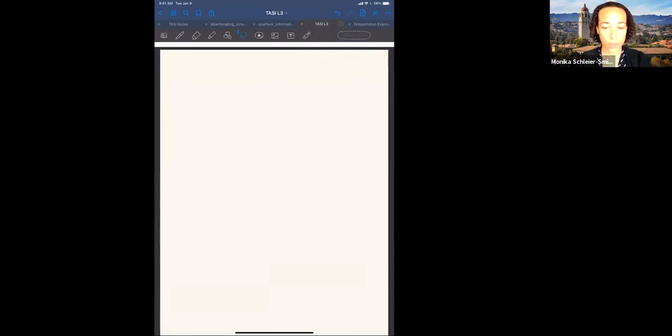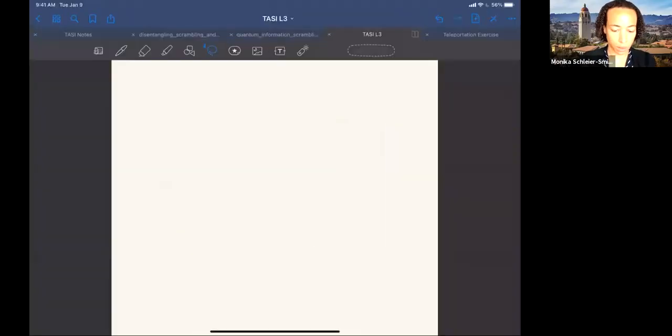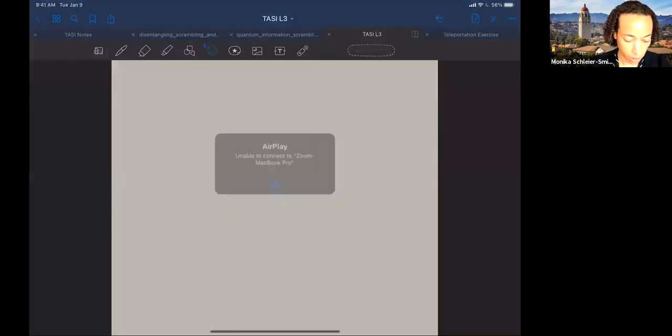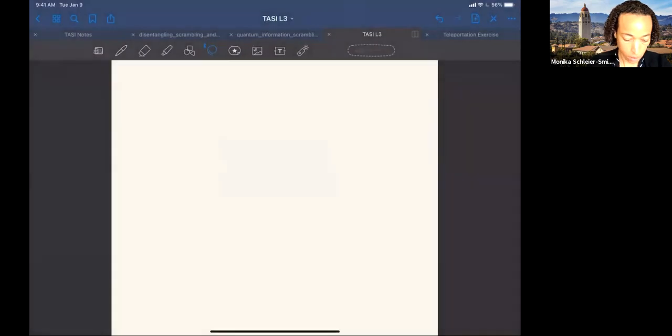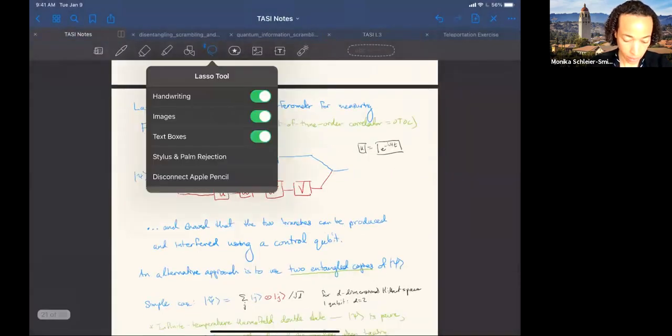Excellent. Okay, you see this, right? Yes. Okay, maybe we should let it rotate so I think it'll be bigger. Okay, so let me actually just copy quickly a picture that we had last time.